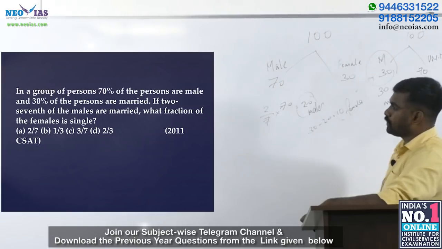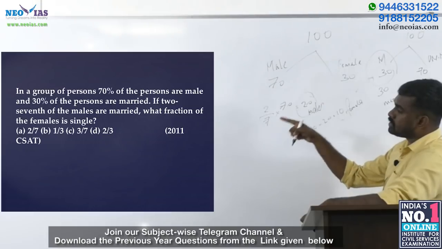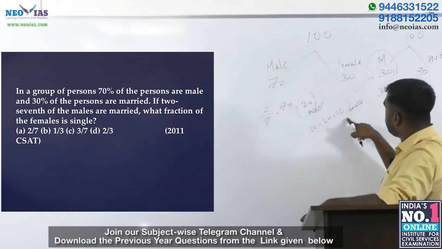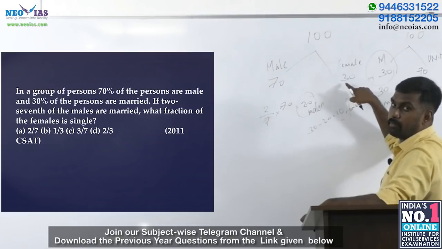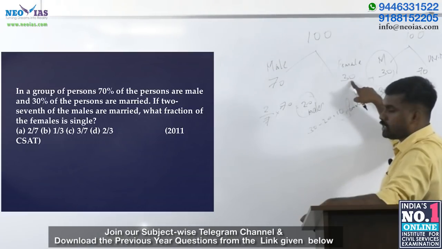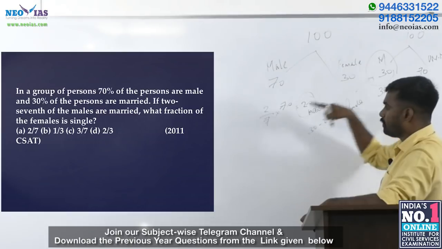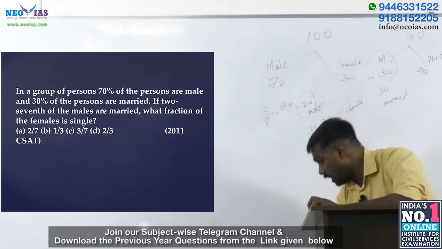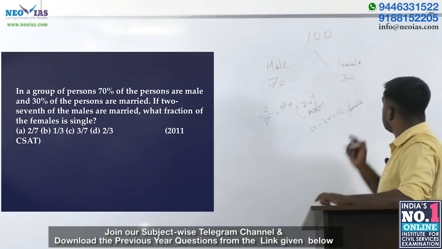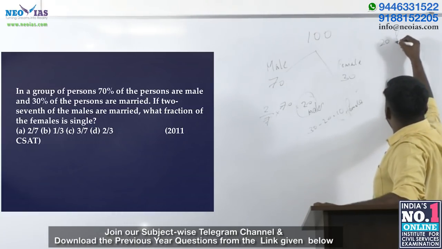What are they asking? The fraction of females who are single. So, if 10 are married out of 30, how many will be single or unmarried? 30 minus 10, 20. 20 will be unmarried, right? So, they are asking the fraction of single females to the total females. We got the concept: 20 females are unmarried out of 30 total females.